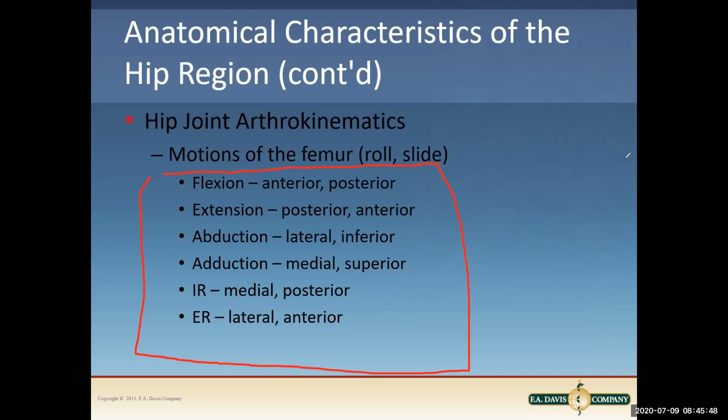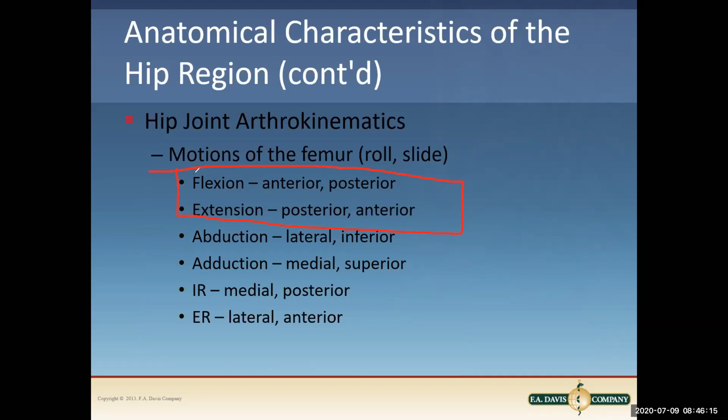That's a lot of stuff to memorize. It really is. What I would suggest, if I'm studying this and I want to learn it for my boards, is that the extension and flexion are the ones they're going to ask you the most questions about. So when we're talking about the roll and slide of the femur, those are the two that I would focus on studying.